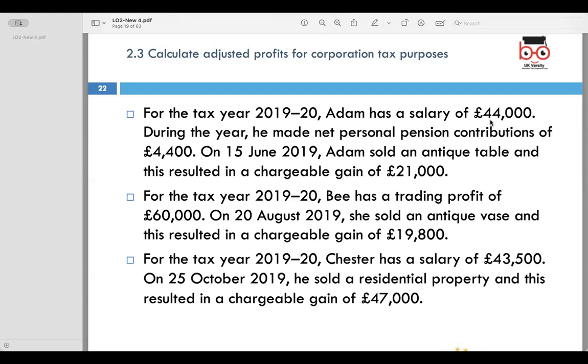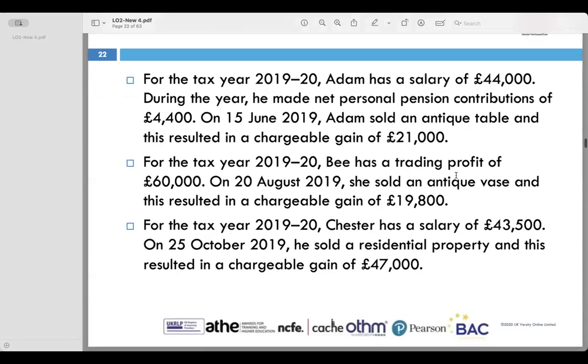In 2019, she made a gain of 19,800 pounds when she sold an old vase in August 2019. So this gain had to be taxed in 2019 to 2020. Chester will get a pay of £43,500 from the government. He sold a house on October 25, 2019, making a profit of £47,000 that had to be reported.